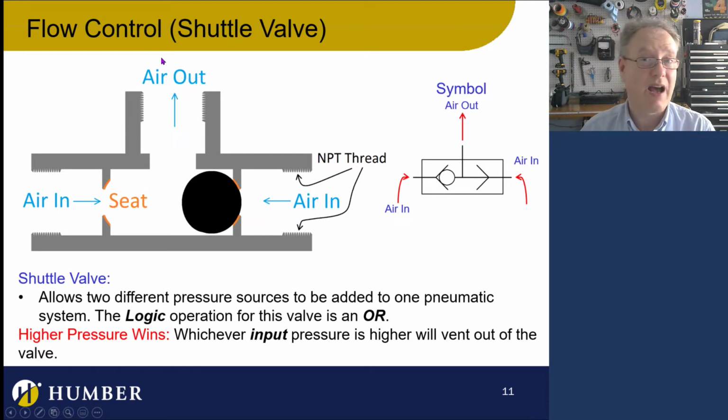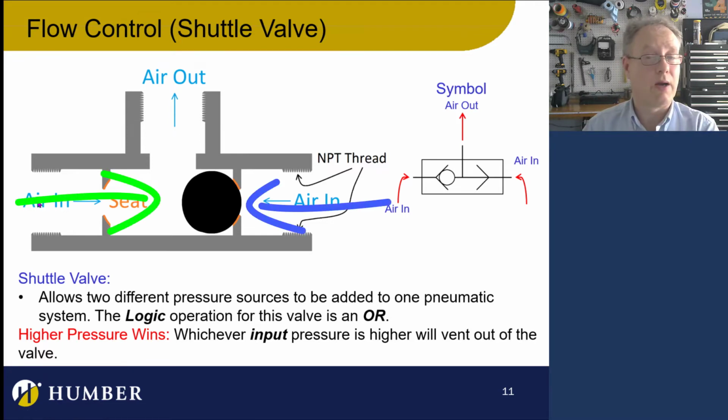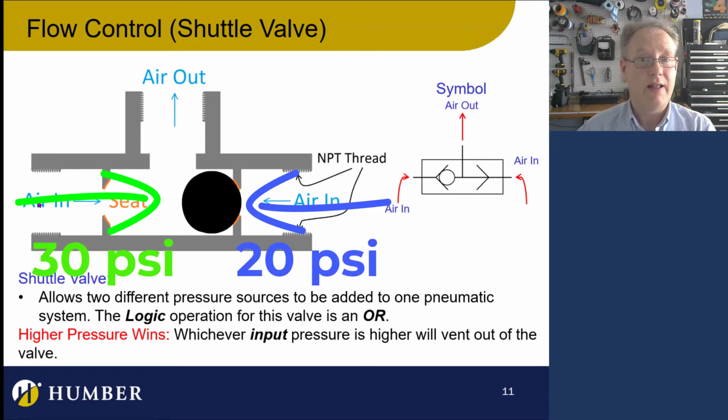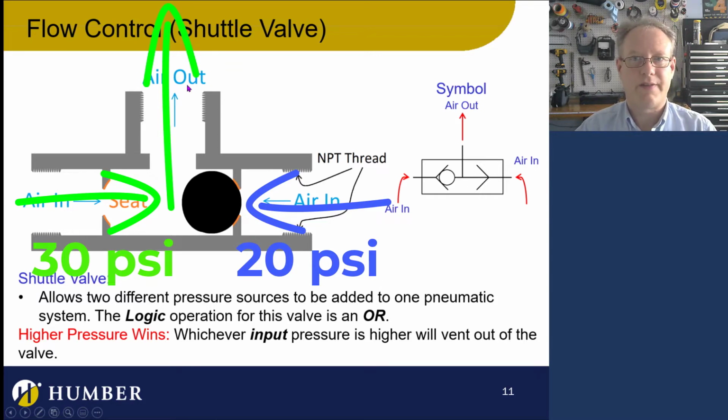So essentially, I could put 30 psi in one side and 20 psi on the other, and the 30 psi is going to flow. Let's say I had some green air and some blue air. My green air was at 30 psi and my blue air was at 20 psi. The air going out would be green air, because my green air is at 30 psi. My blue air at 20 psi is just stuck in here.